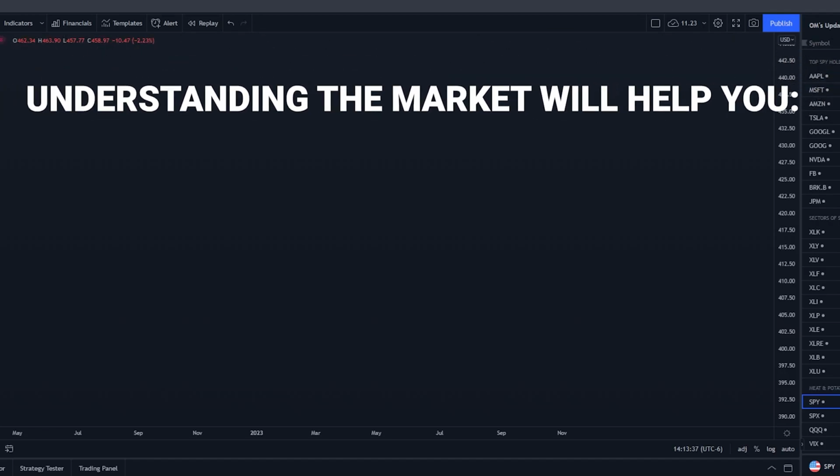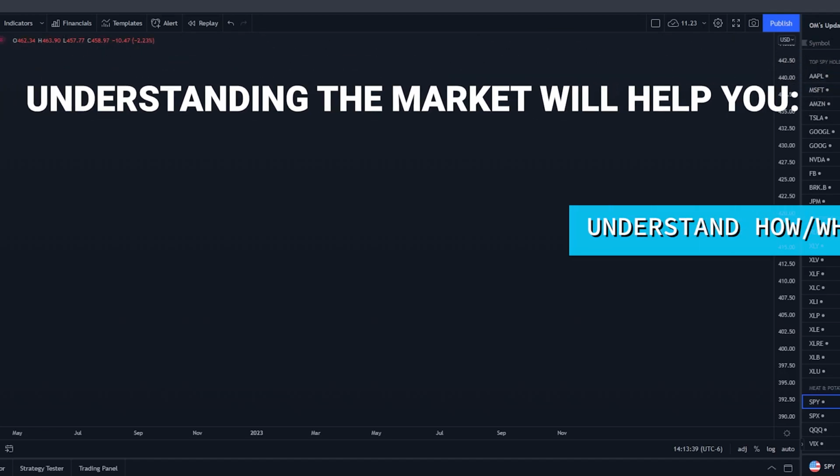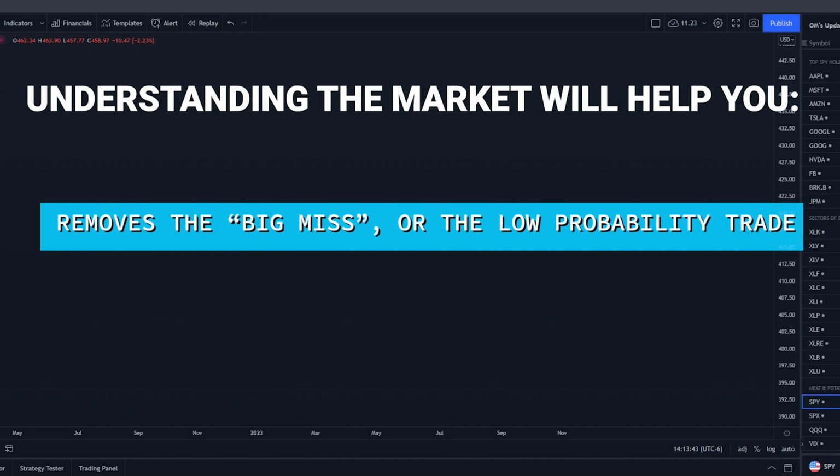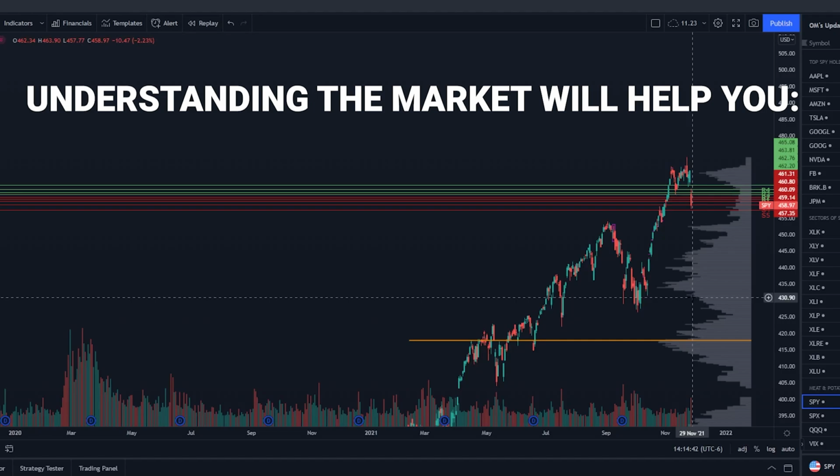Understanding the market will help you do a lot of things. Number 1, understand movements and why they're being made. Number 2, it helps you remove the big miss. I'm a big believer that if you can remove the probability of a losing trade, you can start becoming more and more consistent. Another reason I want to be market aware is to identify trend changes.